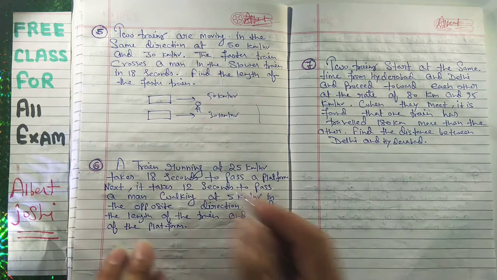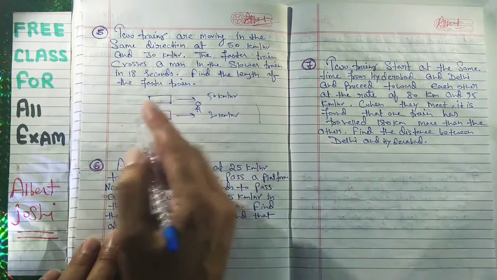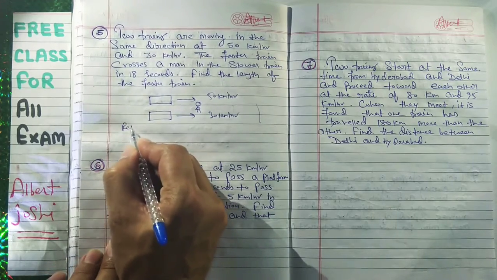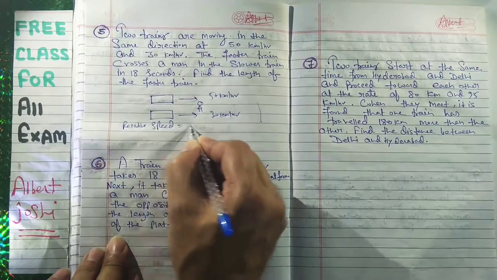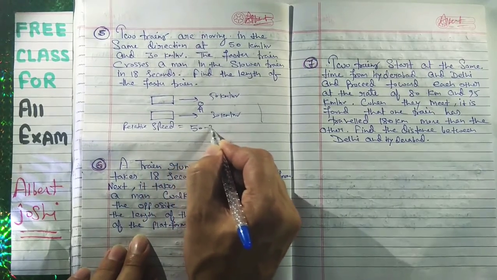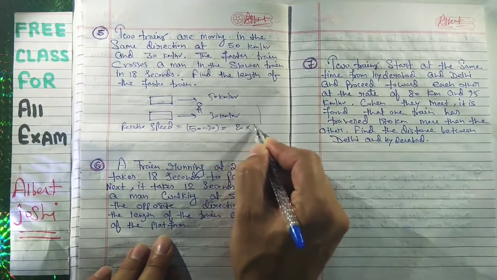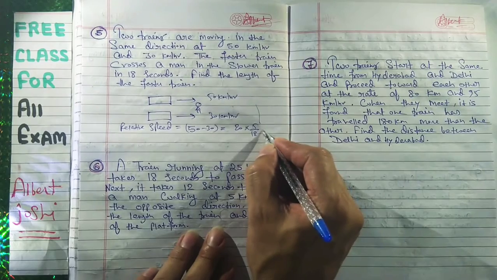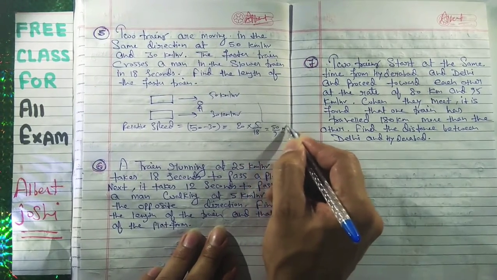So in this condition, you have to find at first the relative speed, because they are going in the same direction. It means that you will subtract the speeds. So relative speed is equal to 50 minus 30, which is 20, but then you have to convert it into meter per second. This is 50 upon 9 meter per second.